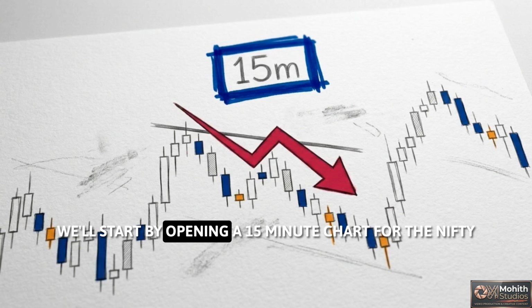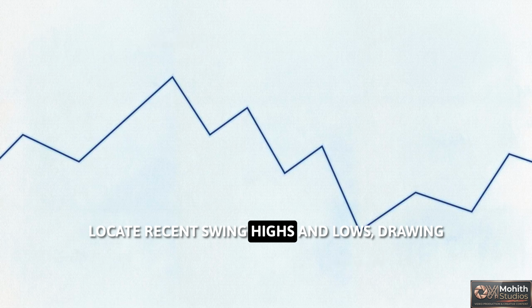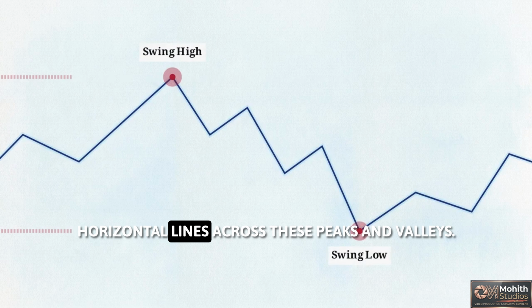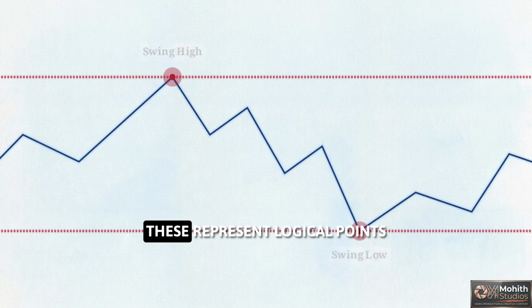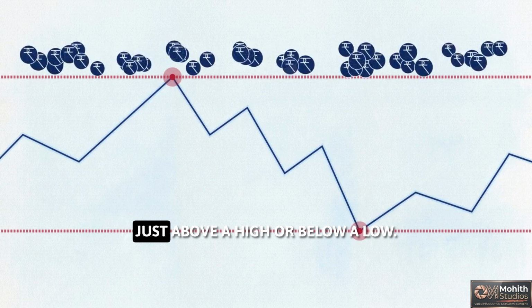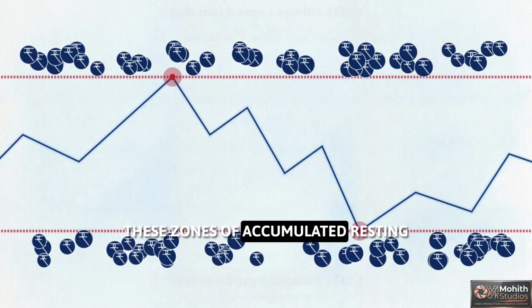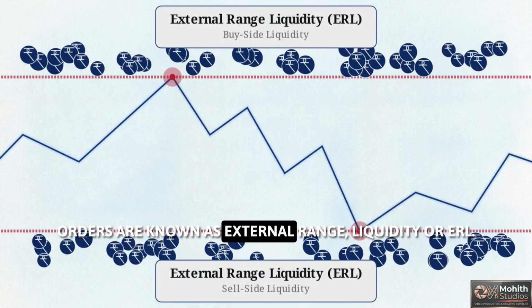We'll start by opening a 15-minute chart for the Nifty 50 or any high-volume index. Locate recent swing highs and lows, drawing horizontal lines across these peaks and valleys. These represent logical points where participants place stop losses, just above a high or below a low. These zones of accumulated resting orders are known as external range liquidity, or ERL.